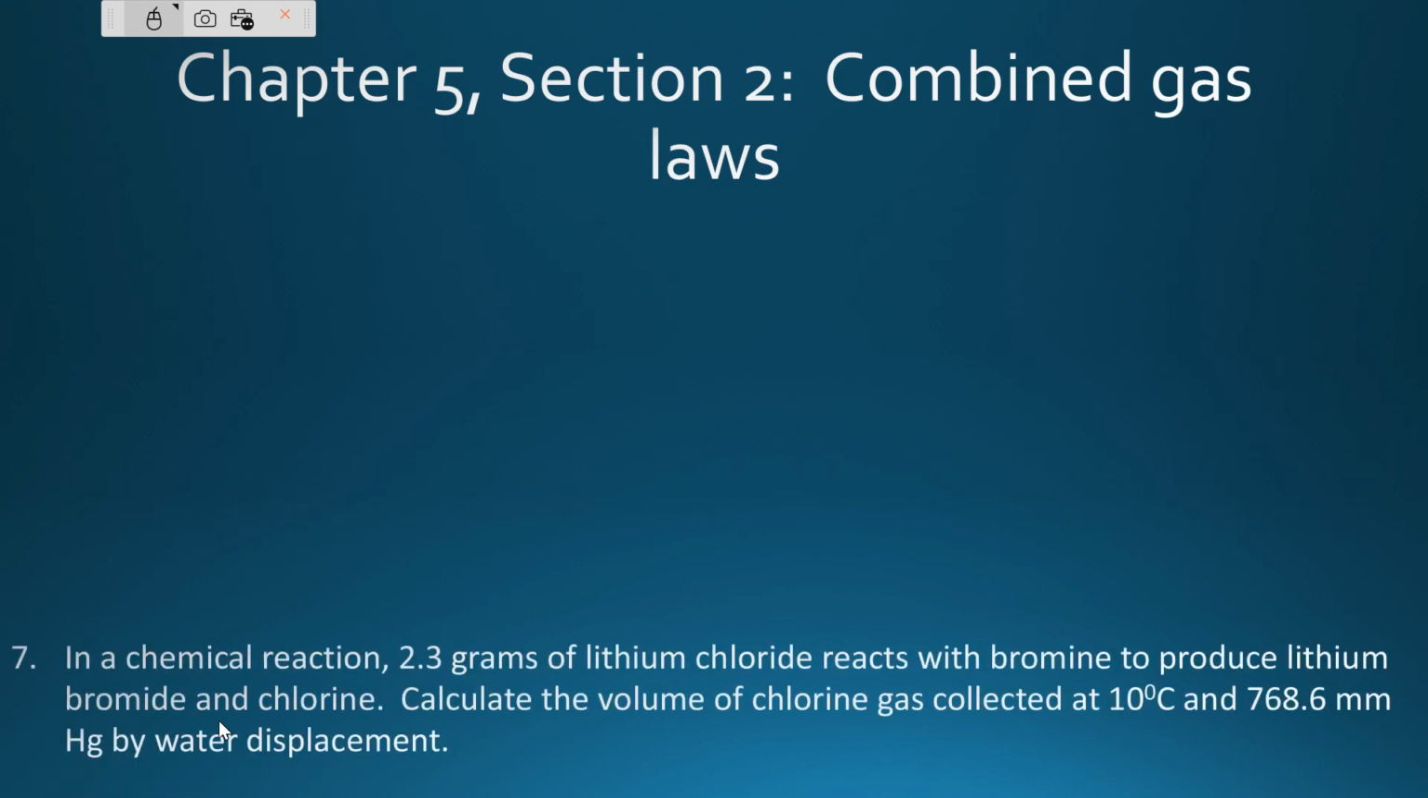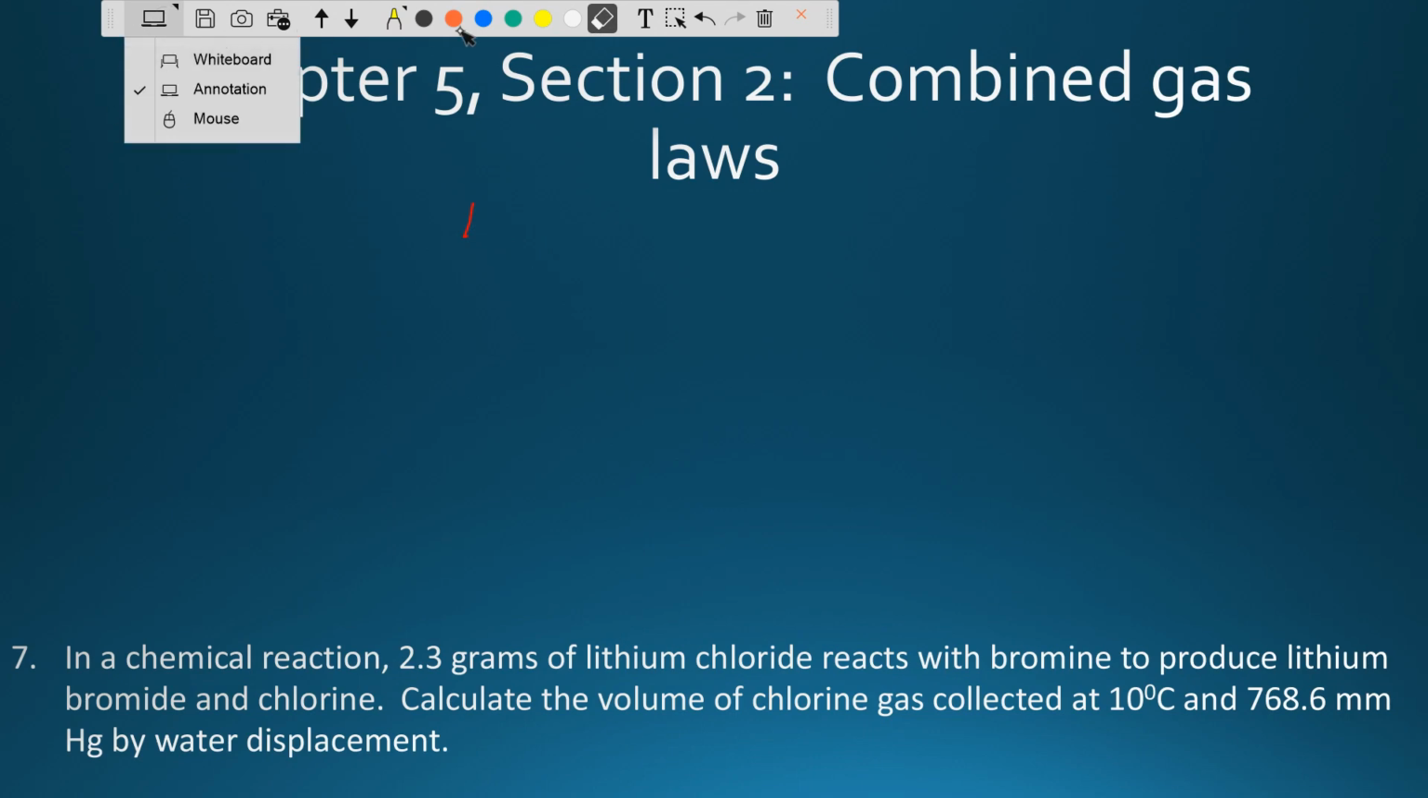All right, last problem for us. We're going to be reacting 2.3 grams of lithium chloride with bromine. So let's go ahead and take a look at what that would look like on a balanced equation. And so I have lithium bromide, LiBr, or I'm sorry, lithium chloride to start with, LiCl. Let me get rid of that, and let me start that one more time.